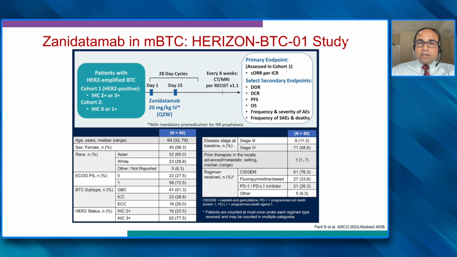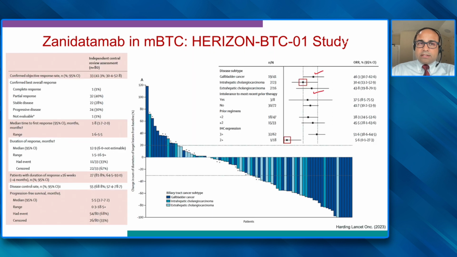This led to the HERIZON-BTC-01 study. This was an expanded single-arm study of zanidatamab given every 2 weeks. Again, you can see in 80 patients, it was spread across biliary tract cancer subtypes. As expected, gallbladder cancer was the major area where it was involved, but you can see these cases are also found in intrahepatic and extrahepatic cholangiocarcinoma. These are the results of this study.